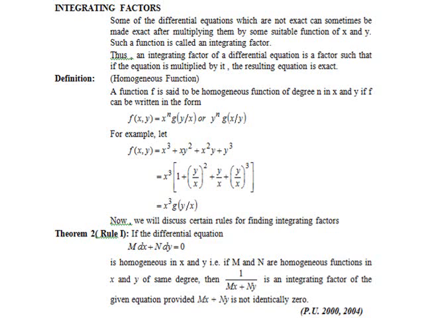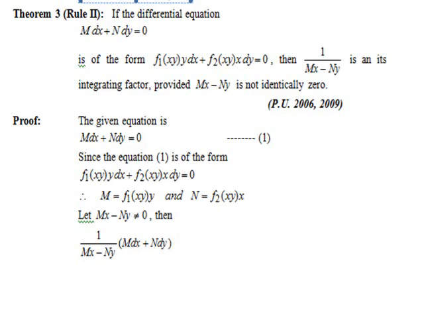Here are some rules. Rule number one: if M dx plus N dy equals 0, where M and N are homogeneous functions of x and y, then in such a case 1 divided by Mx plus Ny is an integrating factor, provided Mx plus Ny is not equal to 0. Rule number two: if M dx plus N dy equals 0 is of the form f(x,y) y dx plus g(x,y) x dy, then 1 divided by Mx minus Ny is an integrating factor in this case, provided Mx minus Ny is not identically equal to 0.